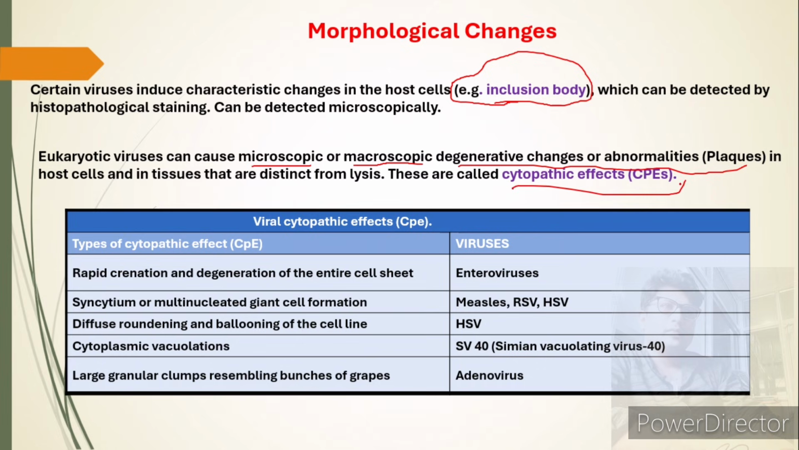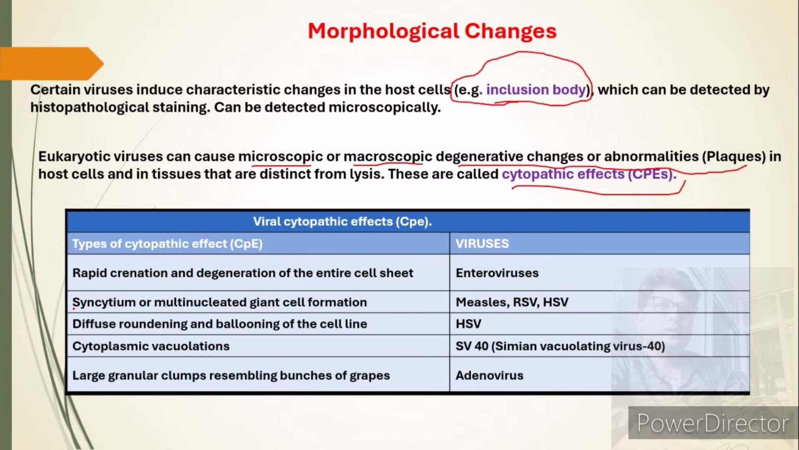Now as the definition suggests, the changes that form in the plaques in the host cells and tissues are termed cytopathic effects, or cytologically pathogenic effects. Now these cytopathic effects have varieties and differences depending upon the viral working process or mechanism. I have given some examples.